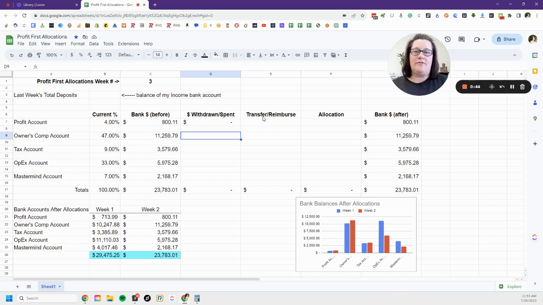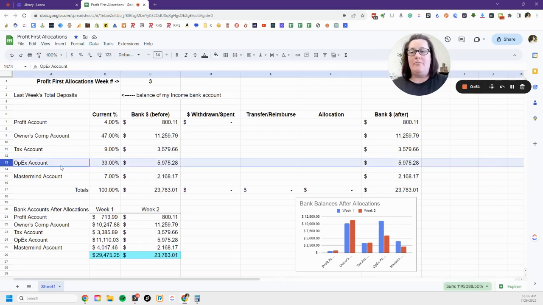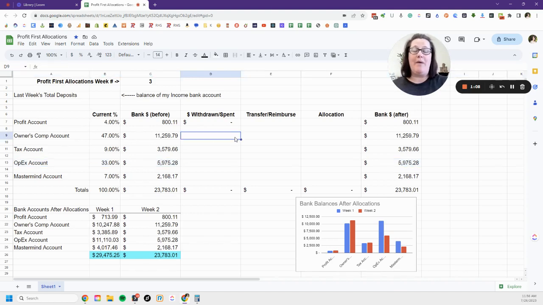And the reason why I transfer is because of the way I have my payroll set up for my business. All the money for payroll comes out of my OPEX account, okay? And I try to make all of my payments out of my OPEX account so that it doesn't muddle up any of my other bank accounts with extra transactions. So when I pay myself payroll every other week, the money comes out of this OPEX account. So I need to reimburse it from my owner's comp account.